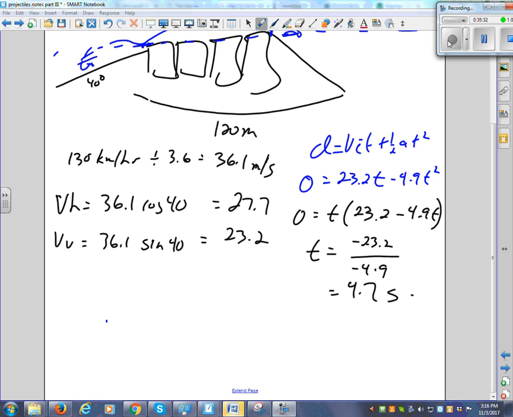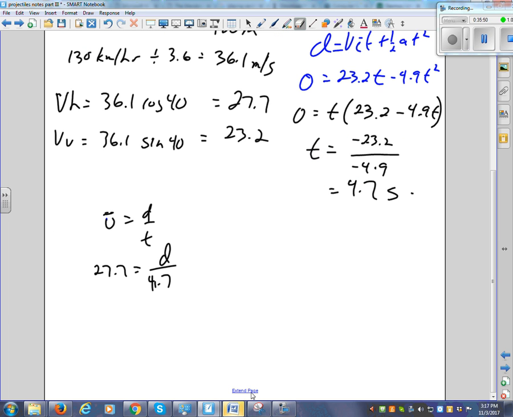Okay, so it's a constant velocity, so we can use that v-bar thing. So the constant horizontal is 27.7. We want to know how far downrange we are after 4.7 seconds. So we're going to take that 27.7, multiply by 4.7, and we get 131 meters. That's perfect. Made it with like 10 meters to spare. In fact, that ramp better be a little bit longer.